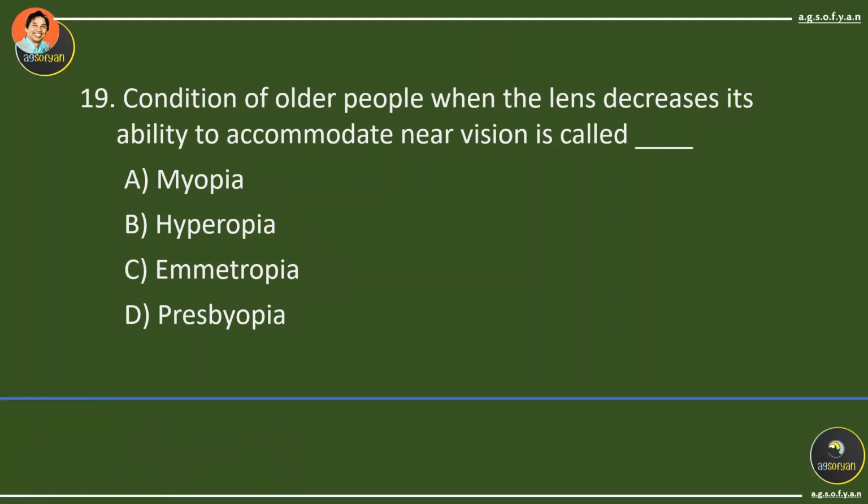The condition of older people, when the lens decreases its ability to accommodate near vision, is called A, B, C, or D. It is not normal, it is not nearsightedness, it is not farsightedness. It is called presbyopia, and it is caused by the lens. The elasticity of the lens is decreasing. So this person is usually unable to see close objects.